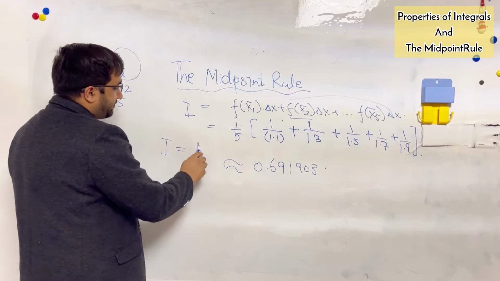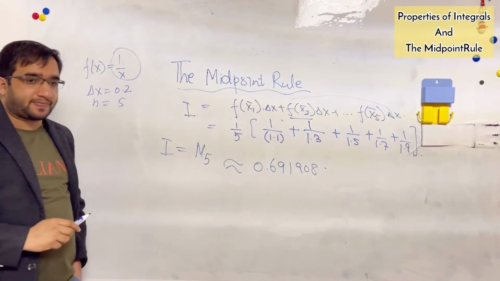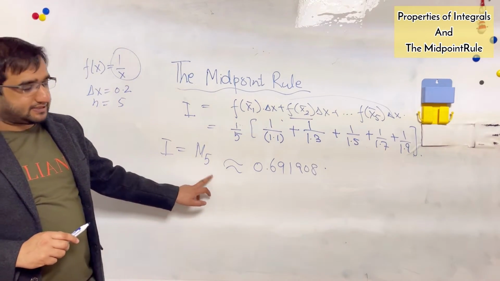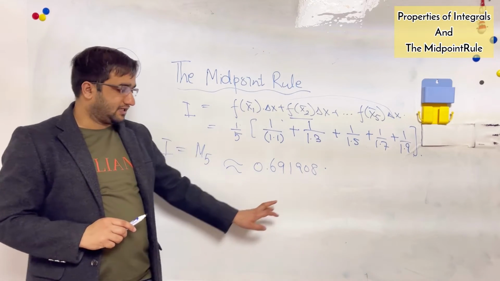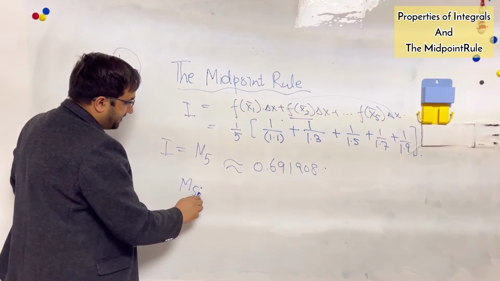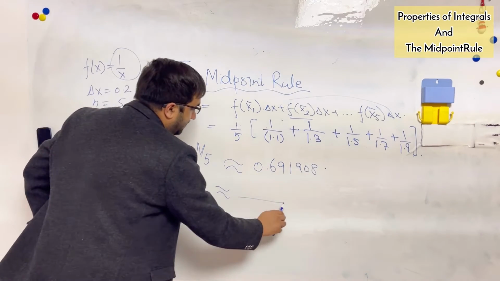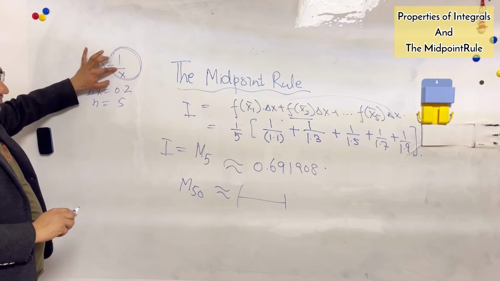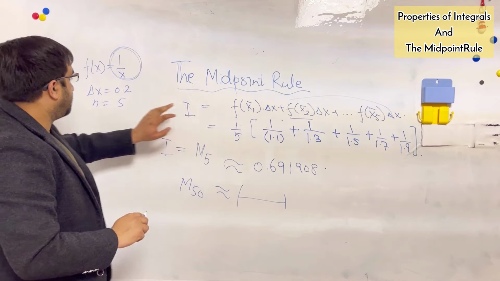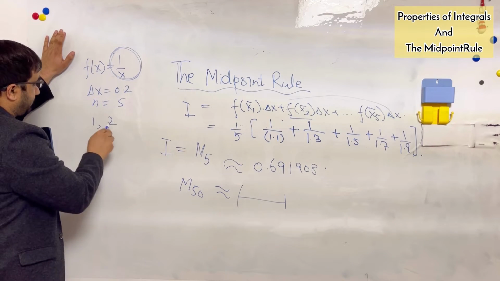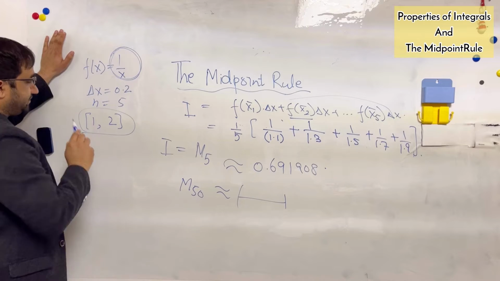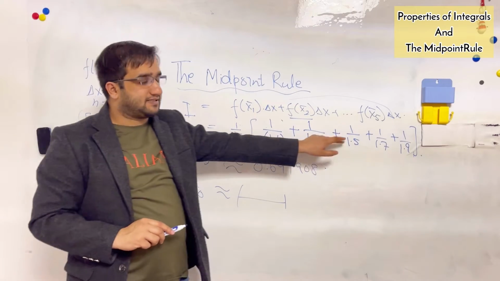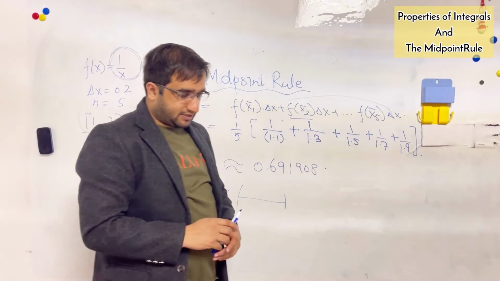Now it was integral using 5 midpoints. Now if you increase the number of intervals, this answer will keep on changing. If you go up to, let me say, 50, then you will get a very good approximation for the area under the curve of this function for the interval 1 to 2. You will get a better approximation if you keep on increasing the number of intervals. So this is the midpoint rule.